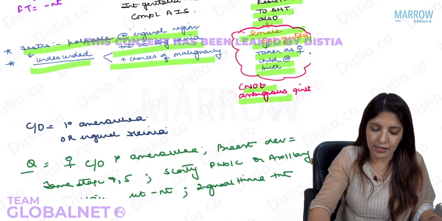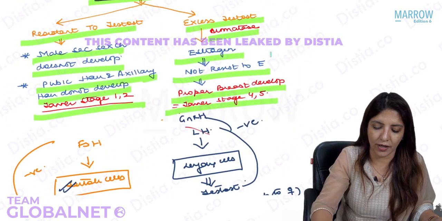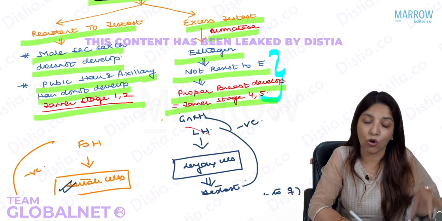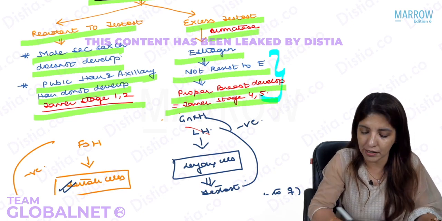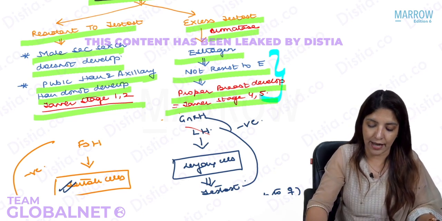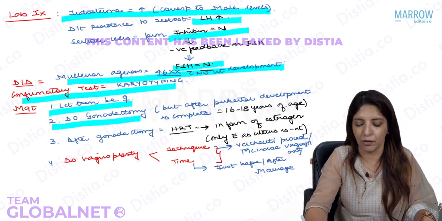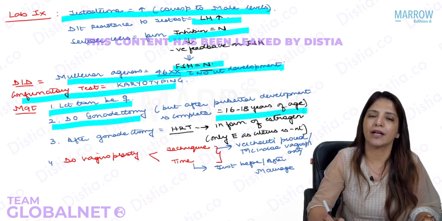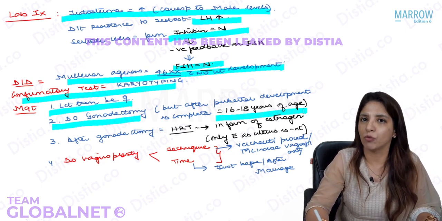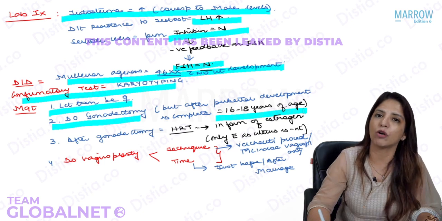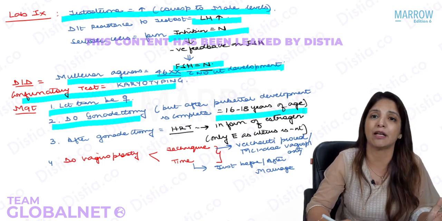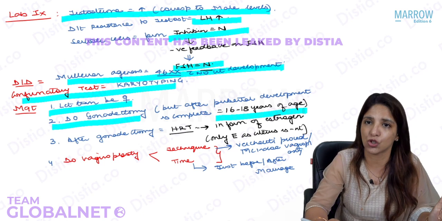Right? And because the testosterone is leading to breast development, and because we are letting them be females, in this case, I am going to do gonadectomy, but only after pubertal development is complete, and that is around 16 to 18 years of age. Now, after I have done gonadectomy, again, I will have to give them hormone replacement therapy. And what hormone am I going to give? Because I am letting them be females, I have to give them estrogen.